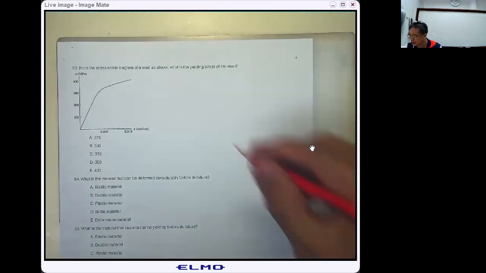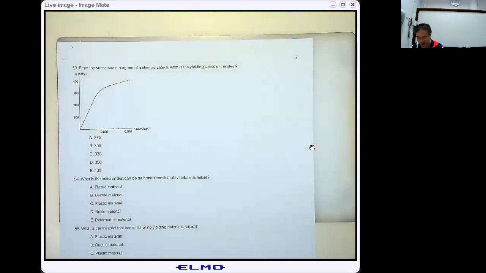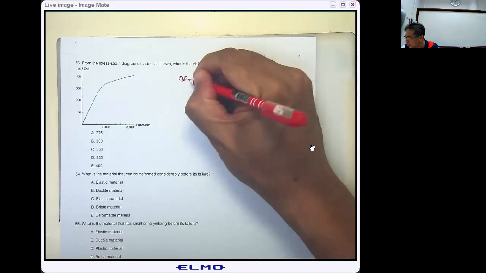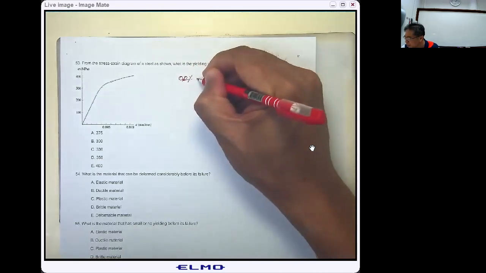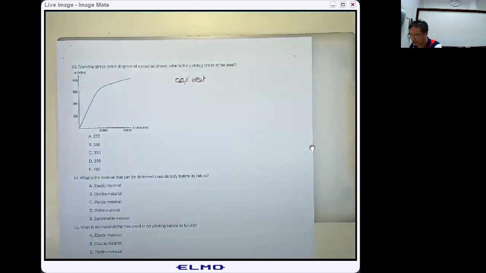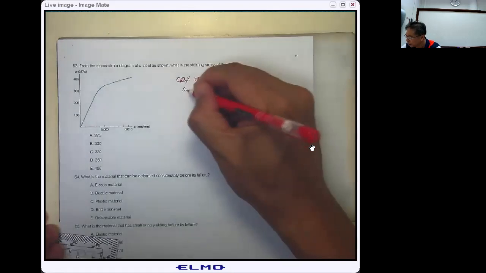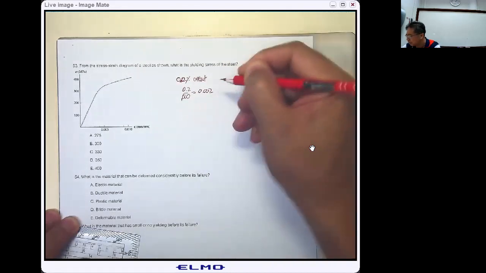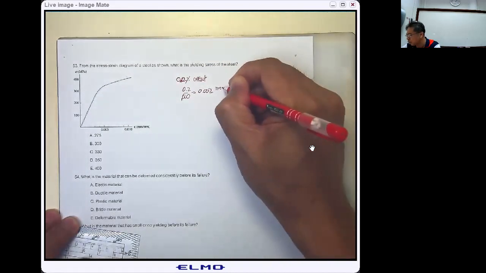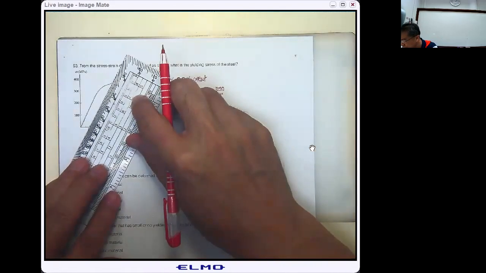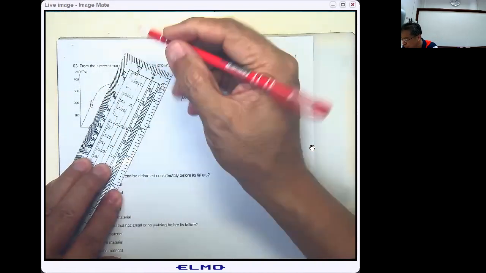This is the stress strain diagram that doesn't show the yielding point. We have to use the 0.2% offset to determine it. We just come to this. 0.2% is 0.2 divided by 100. That is going to be 0.002 millimeter per millimeter. That is going to be about this. And then we have to draw this line parallel to this portion.